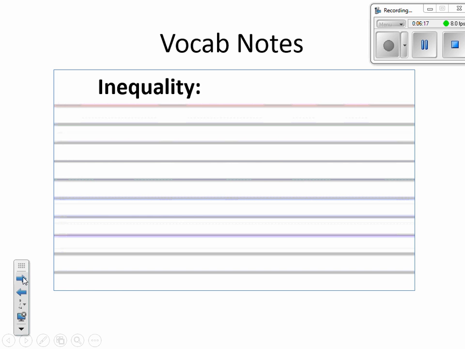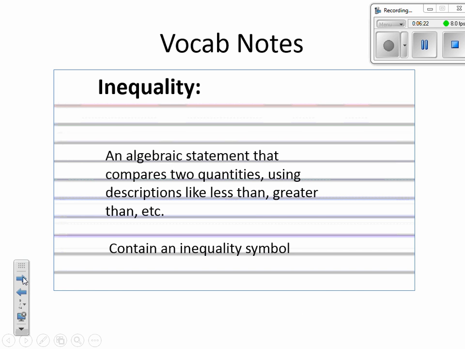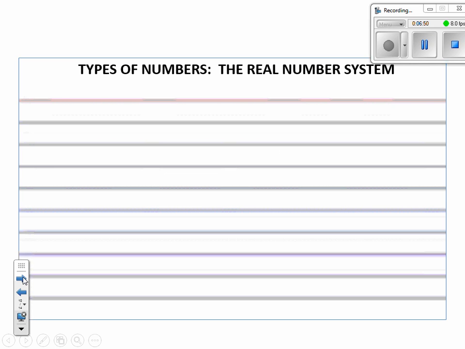An inequality is also something we're going to be looking at quite a bit. An inequality is another algebraic statement that compares two quantities, but it uses descriptions like less than, greater than. So it contains an inequality symbol. So it might be 3a plus 12 is less than 10. Okay, that's an inequality. Again, we can solve that because it has that divider, that inequality symbol, like that equal sign, divides two sides that we can work with.